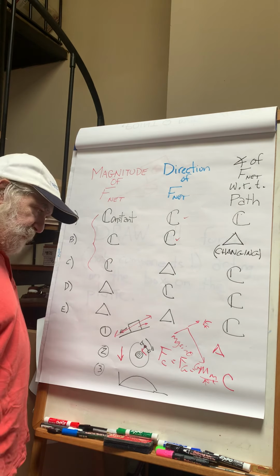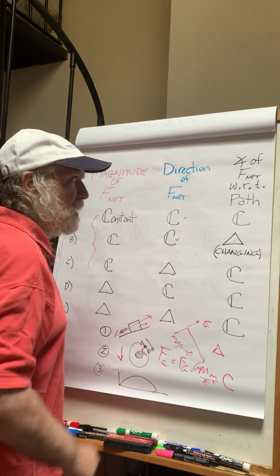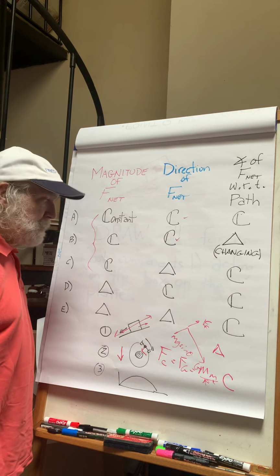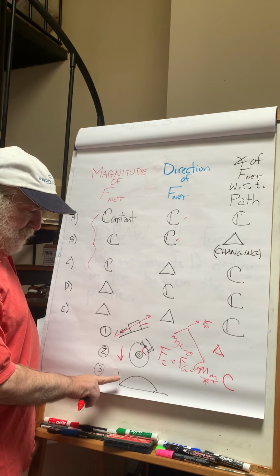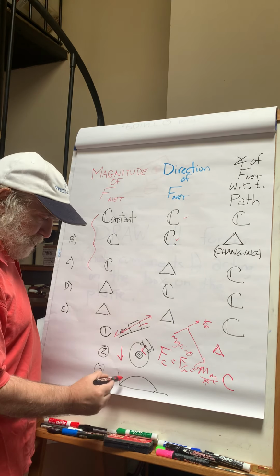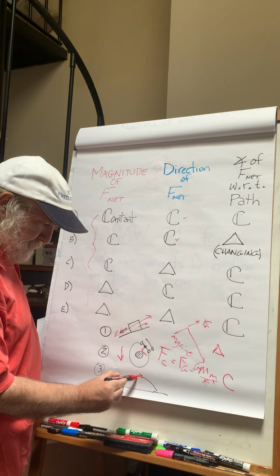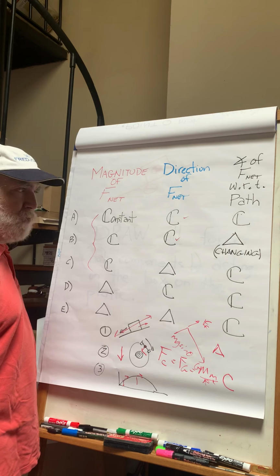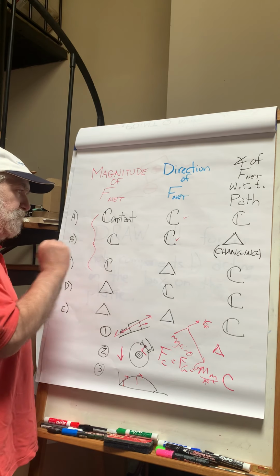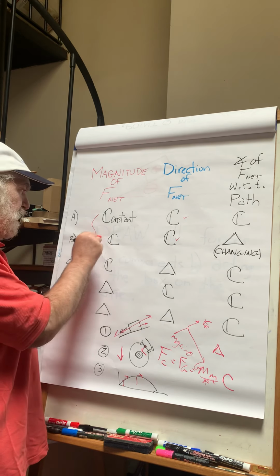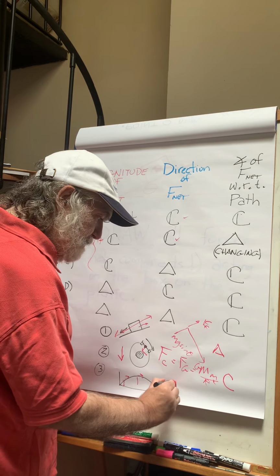And now I have to decide about the angle of F net with respect to the path. Well, the path is changing, so here is the angle between them, but that changes at the top, so I want constant, constant, delta. Constant, constant, delta looks a lot like B, so I'm taking B.